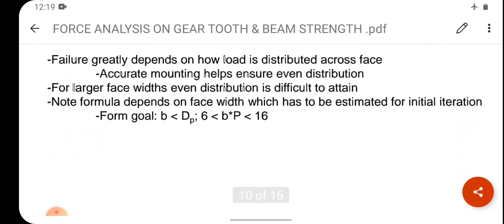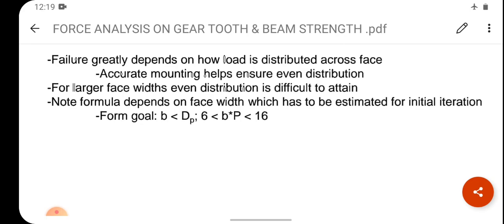You can refer to the data book to find these tables. So failure greatly depends on how load is distributed across the face. फेस पे किस टाइप से लोड डिस्ट्रीब्यूट हो रहा है उस पर डिपेंड करता है फेलियर ऑफ गियर टीथ. So accurate mounting helps ensure even distribution. अगर सही माउंट करेंगे तो क्या होगा, even distribution of load is possible.